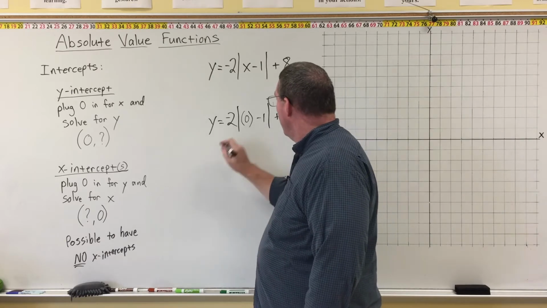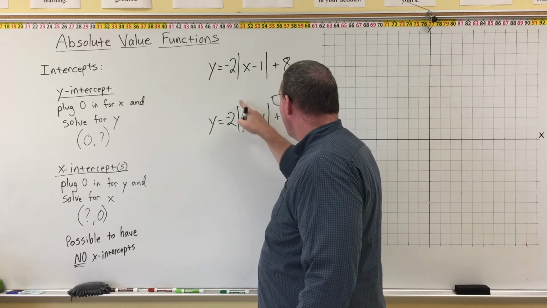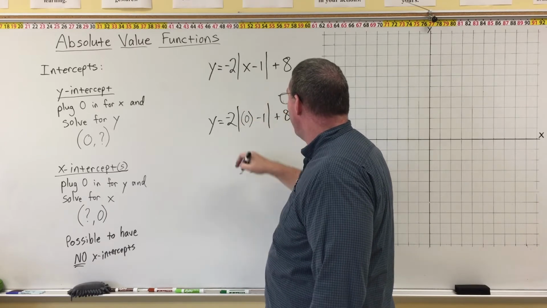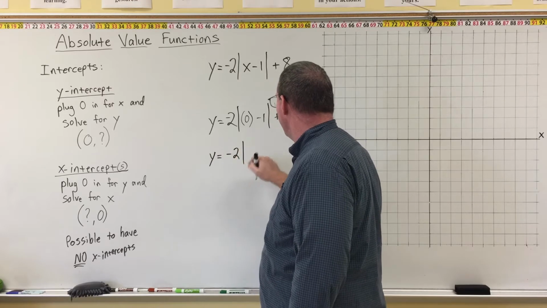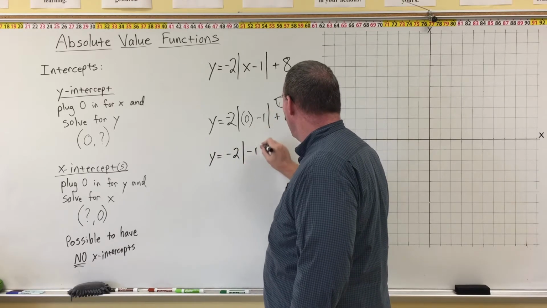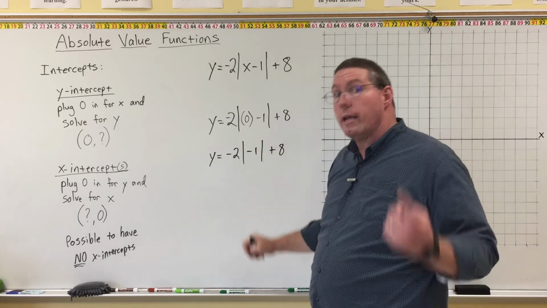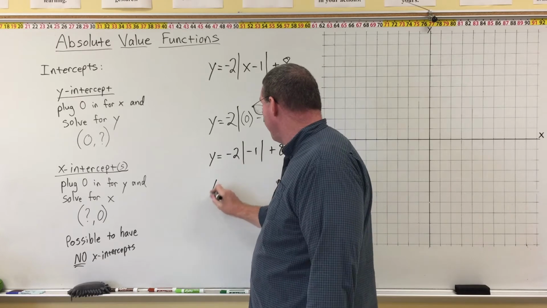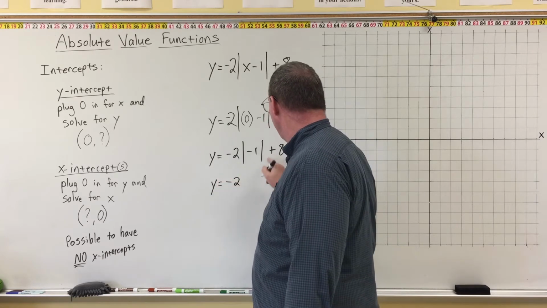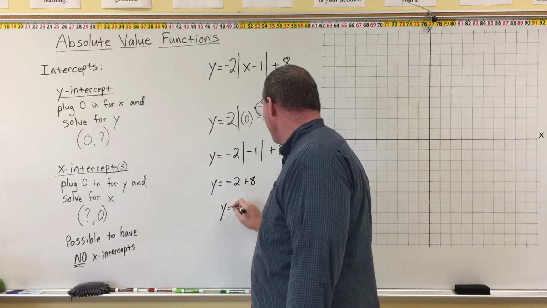And so 0 minus 1 is -1. And what's the absolute value of -1? Okay, in fact, let's make a line here. Let's go -2 times the absolute value. 0 minus 1 is -1, and then plus 8. And the absolute value of -1 is 1, positive 1. And positive 1 times -2 is -2. So we have y is equal to -2 plus 8, that equals 6.